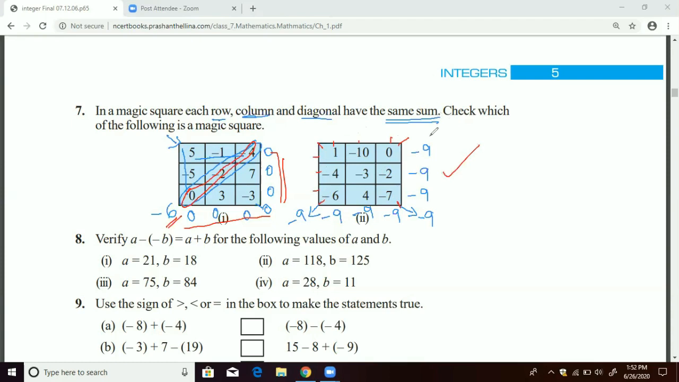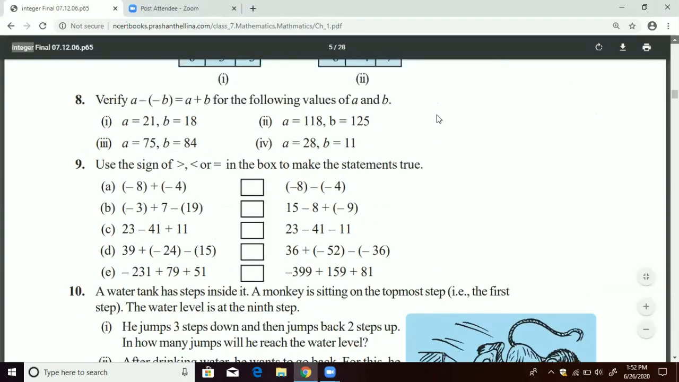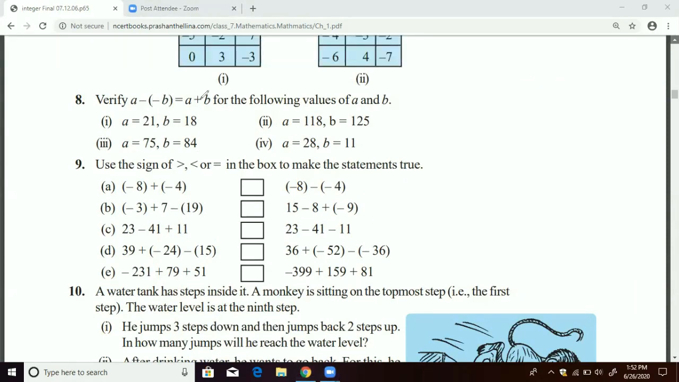Now we can go to the next question, question number 8. In question number 8, we have to verify a result. The result is given as a minus b is equal to a plus b. We have to verify this result. Which was the result?